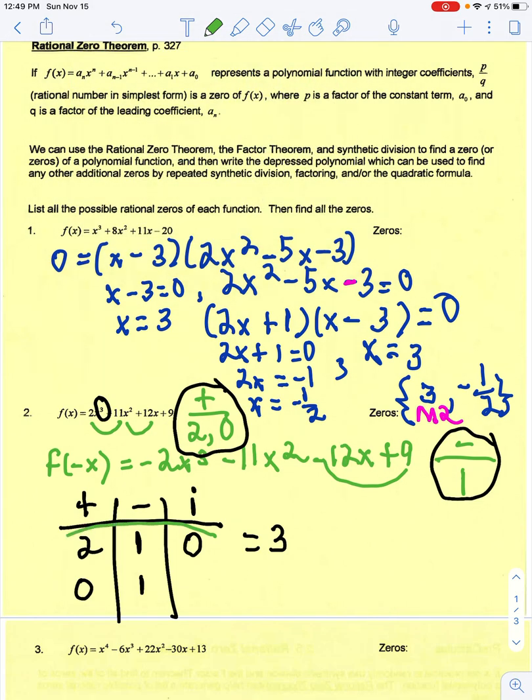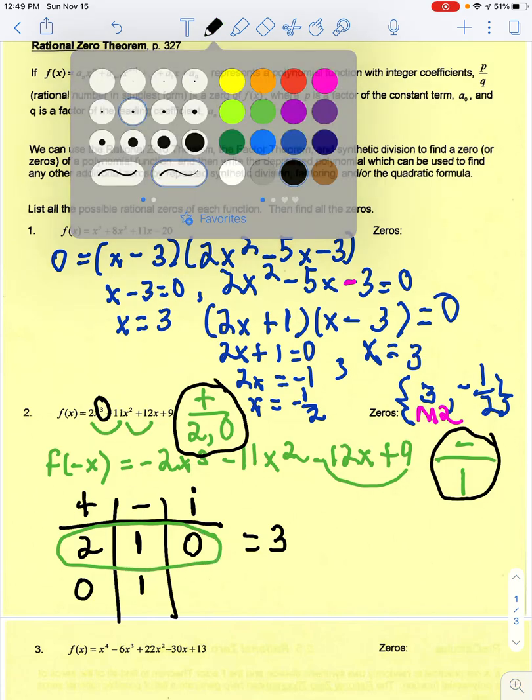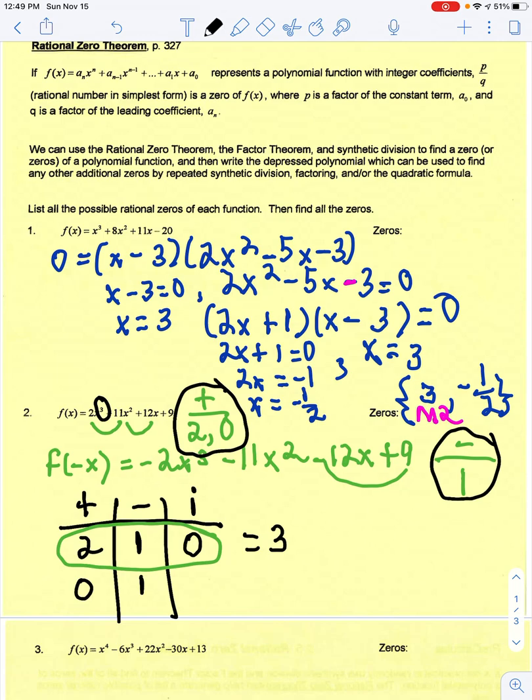because look at your zeros. Your zeros are positive 3. There are 2 of them because the multiplicity is 2, and negative 1/2. So you have 2 positive real zeros, 2 3s, and 1 negative zero, which is negative 1/2. So we're in the first row. That's what our chart helps us to understand.